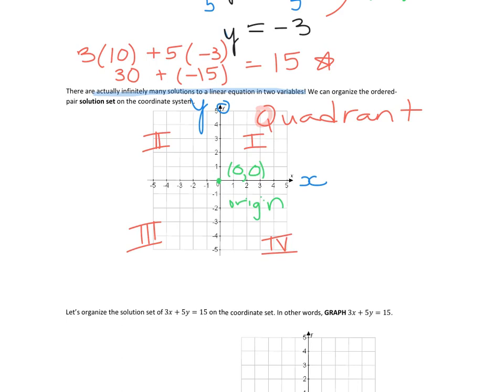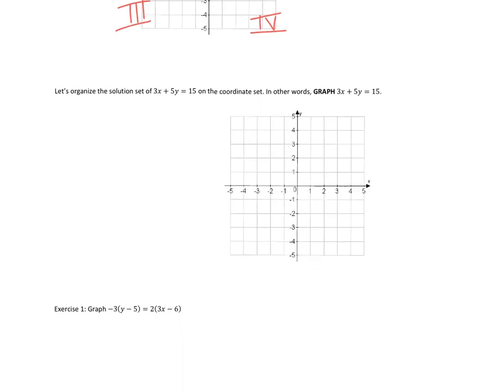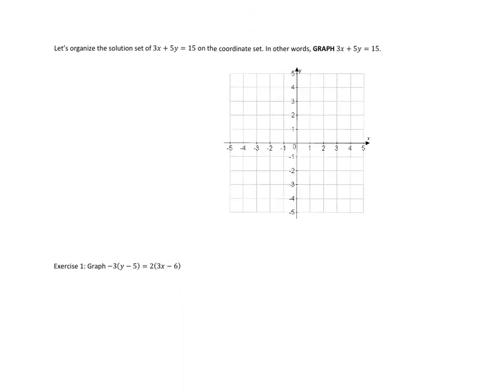Okay. So let's go back to our example, 3x plus 5y equals 15. And we're going to organize the solution set on our coordinate system. That's a fancy way of saying graph. Okay, so what we're going to do, we're going to plug in some ordered pairs. Let's use a table. So we have our x values and our y values. I like to organize them like this.